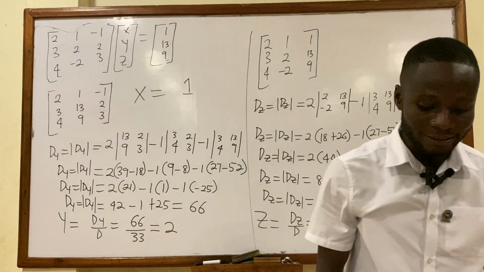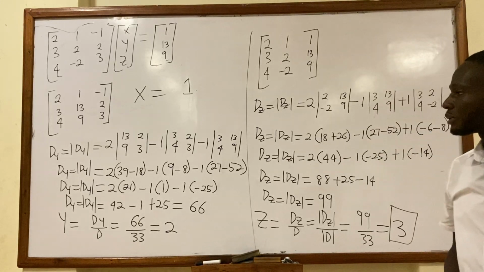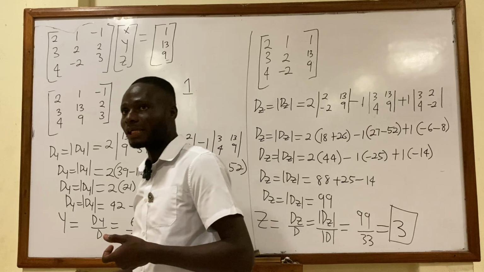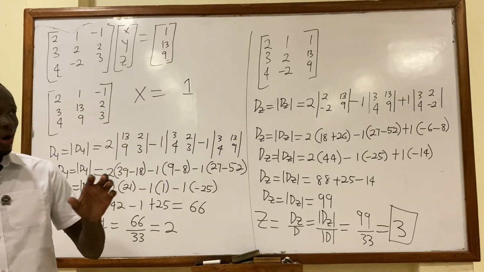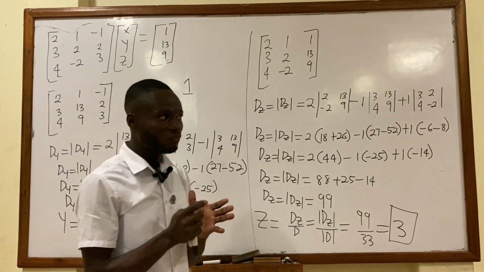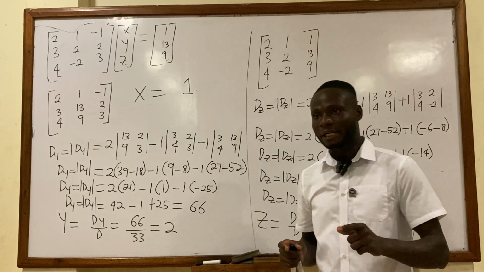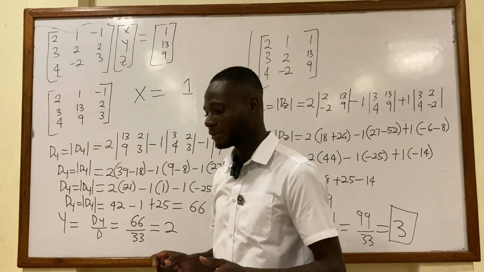So this is simply the process that we go through to find the values of the unknown variables in the 3 systems of equations using the CRAMER'S rule, right?